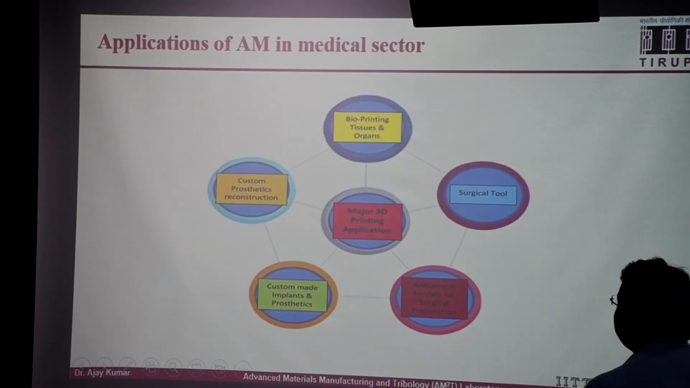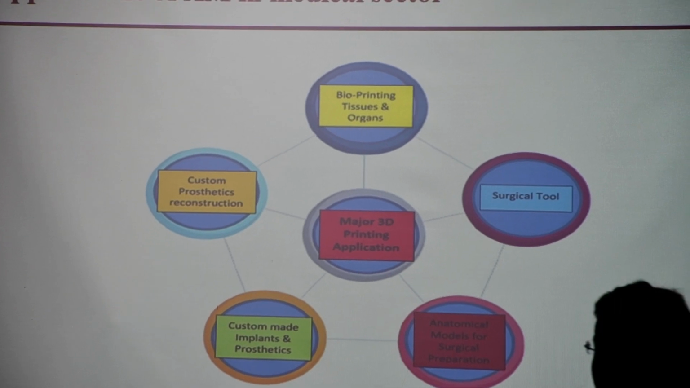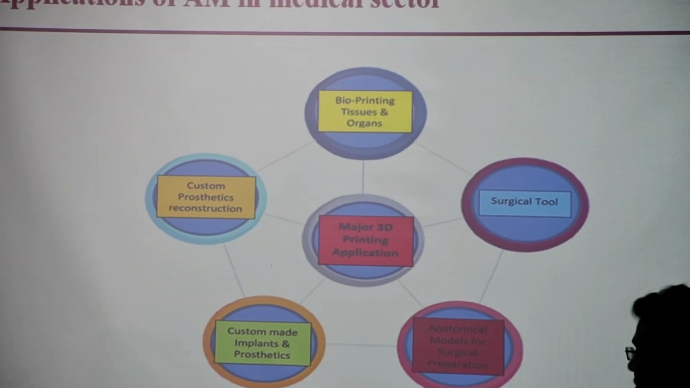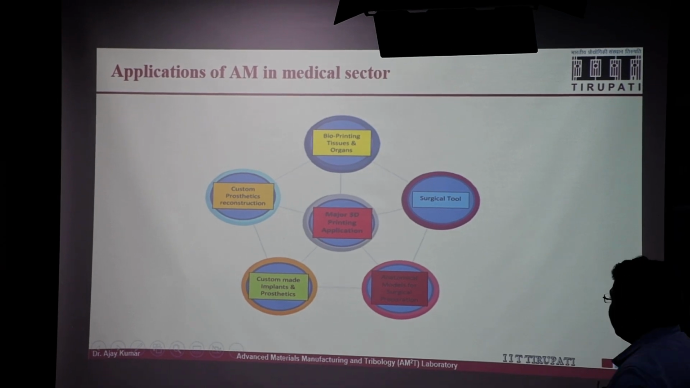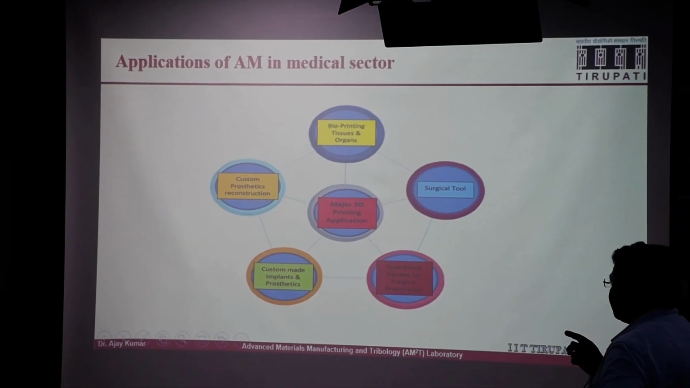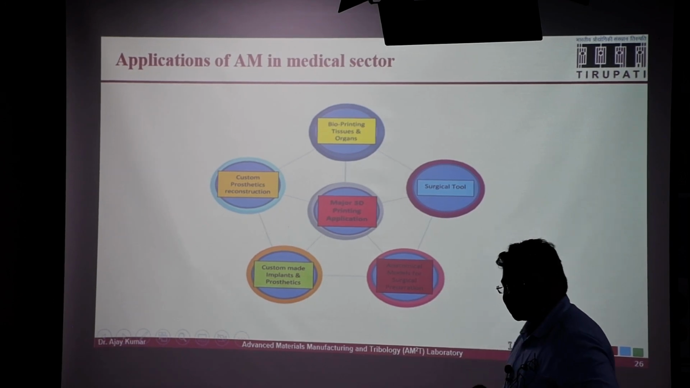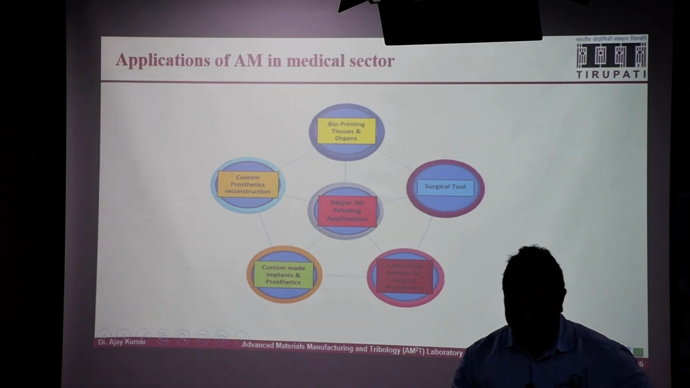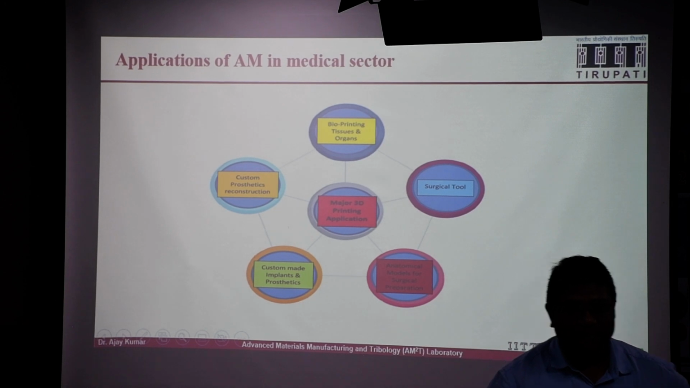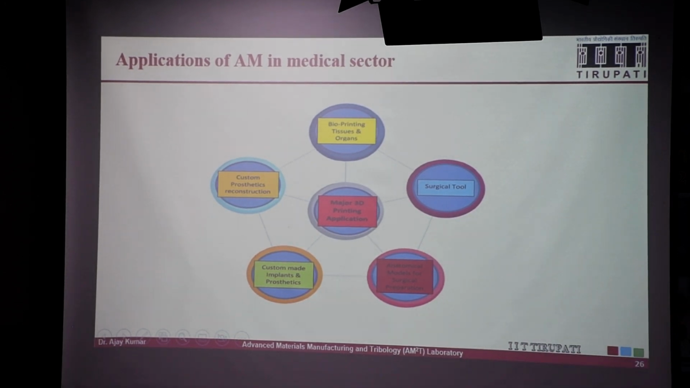Next. Now the major 3D printing applications are, first, bioprinting tissues and organs, then the surgical tools, then custom prosthetic reconstruction, custom-made implants and prosthetics, and then anatomical models for surgical applications. Even surgical tools, if you can make them without any defect, that is the challenge.